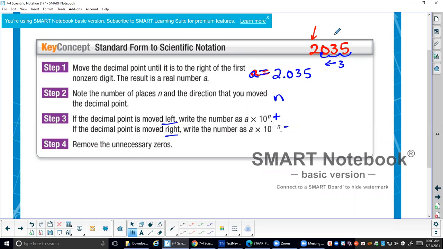I prefer to think about it as, did I start off with a big or small number? Here I start off with a big number. That means that my n is going to have a positive 3 as its value. We moved it 3 times to the left. And so when I finally write my answer, it is 2.035 times 10 to the power of 3. Okay. This is scientific notation. And then there might be times where you need to remove any unnecessary zeros. Here we do have a 0, but it is necessary because it's sandwiched in between two non-zero digits. They're usually only at the end or at the very front.